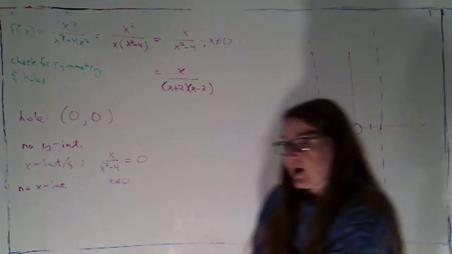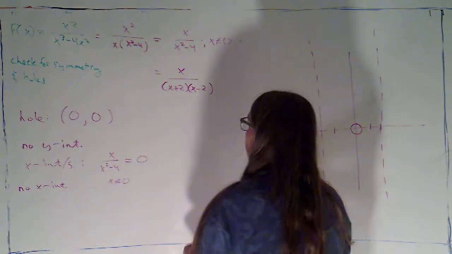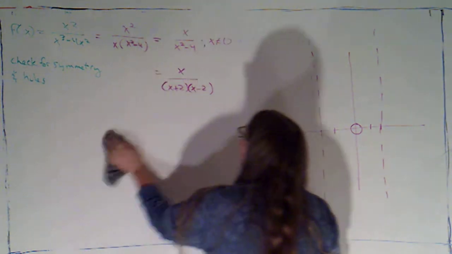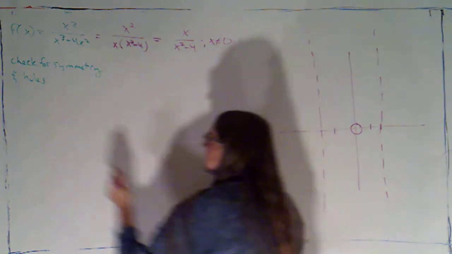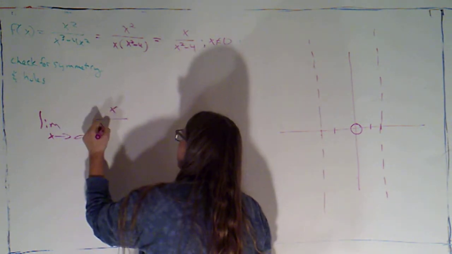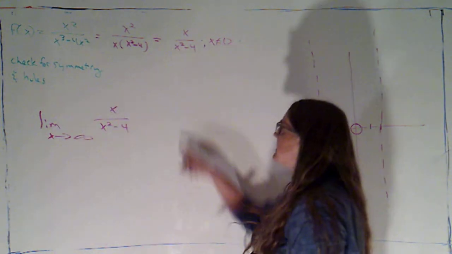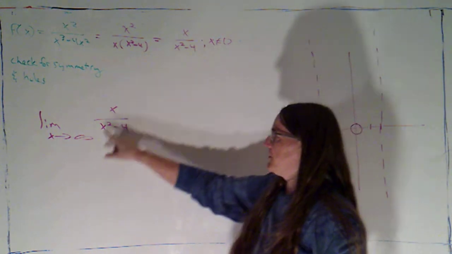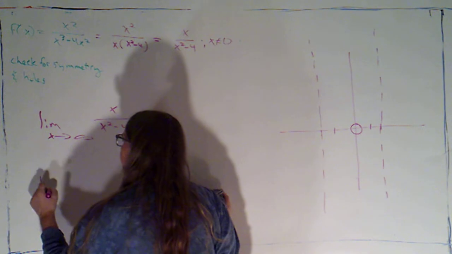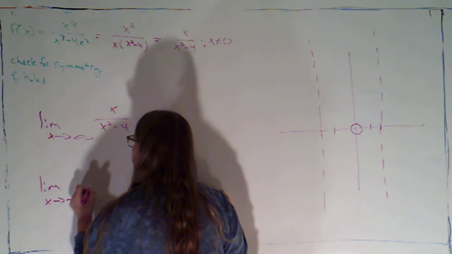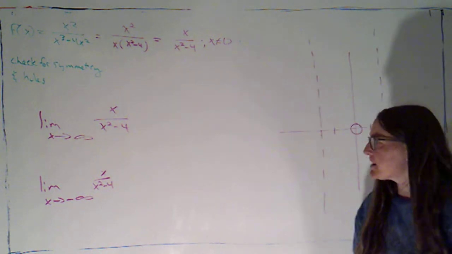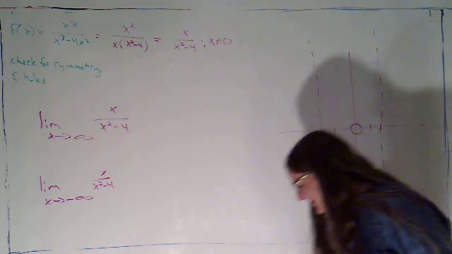Now, if I go to check for horizontal asymptotes, that means I want to take the limit as x goes to infinity of x over x squared minus 4. Definitely fine to use this version of the formula here, because if x is going to infinity, it's not going to be 0. And I also need the limit as x goes to negative infinity of x over x squared minus 4.